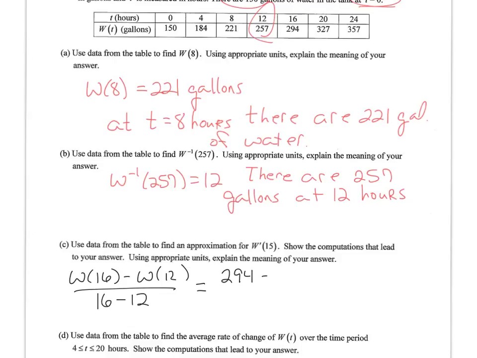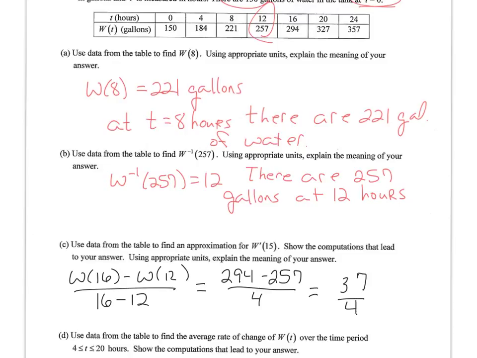294 minus 257. Now that I've said 16 minus 12 here, I can just say 4. You don't want to just say 4. You don't want to go just to the second step. You need to show the 16 minus 12 somewhere. Okay, and if we subtract, 37 over 4, and you don't have to change that to a decimal approximation. This could or could not be calculator active. If it's not, don't change it.